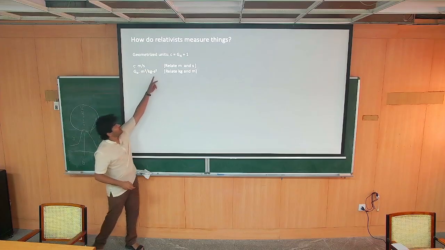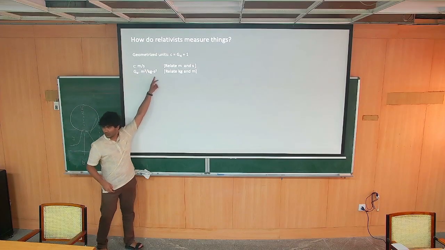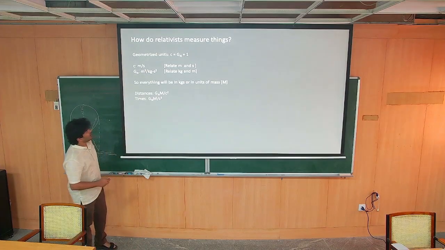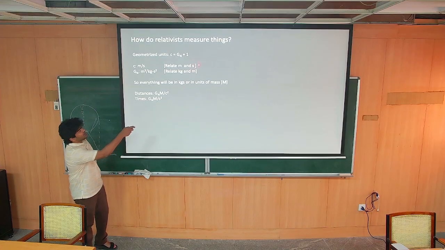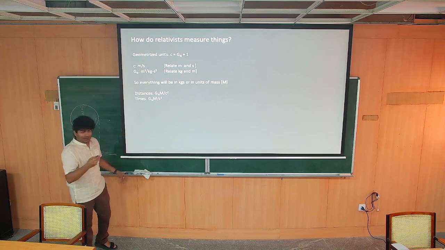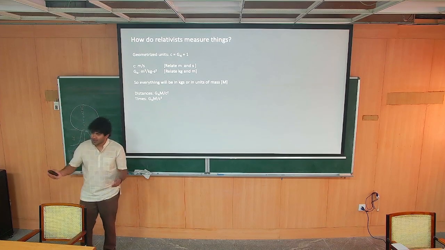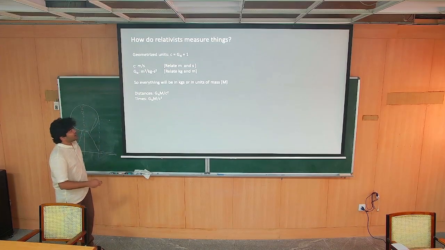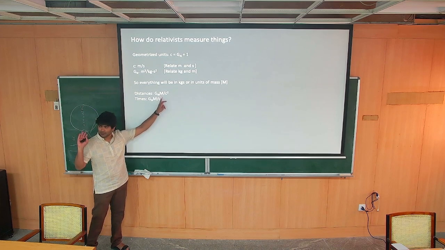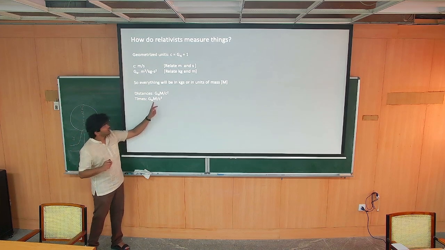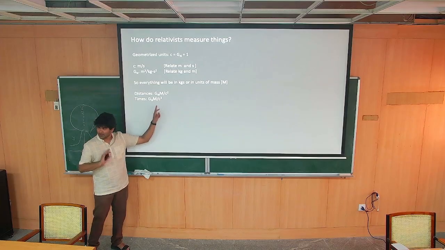You've already gotten rid of seconds in terms of meters, so now you're relating kgs and meters. Okay? So everything is in units of mass. Because you eliminated seconds from this, you eliminated meters from this, so everything is in kgs, or everything is in mass. So that's how we measure things in Einstein's theory. In particular, distances, you will be able to show that this whole combination is meters. This combination is seconds. You can show these kinds of things.